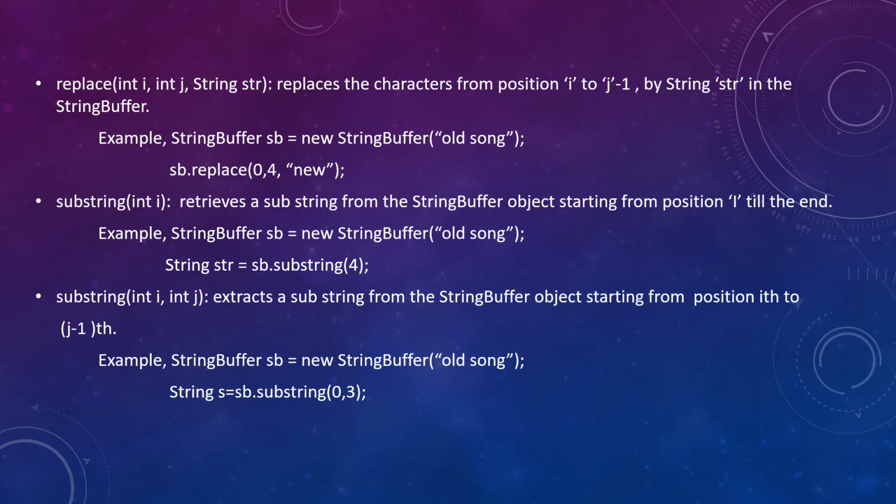Now we come to substring(int i, int j). This extracts a substring from the string buffer object starting from position i to position j minus 1. For example, StringBuffer sb = new StringBuffer("old song"), String s = sb.substring(0, 3). So we'll get old as the output, because old starts from the 0th position to the 2nd position, which is 3 minus 1, the 2nd position.